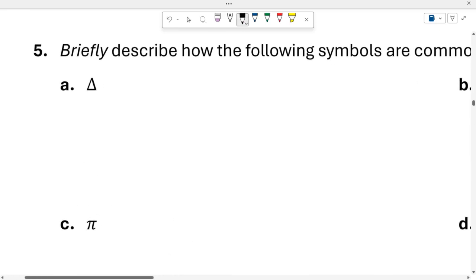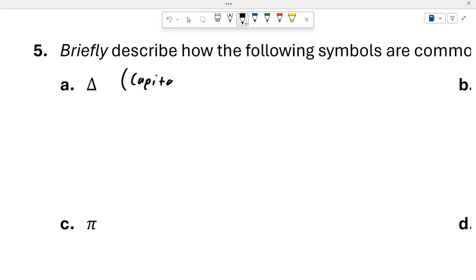For 5a, we have a symbol here that looks like a triangle. It's kind of subtle, but it's a little bit thicker on the right than it is on the left. But if you don't see that, that's okay. This symbol is a Greek letter. If you get on a plane and go to Greece, you'll see this all over the place. It's also commonly used in Greek life in colleges, fraternities, and sororities.